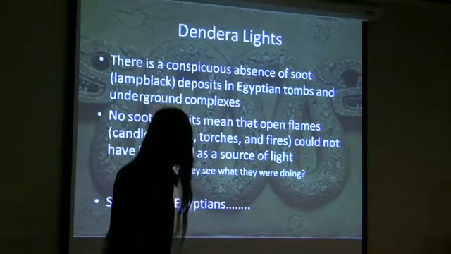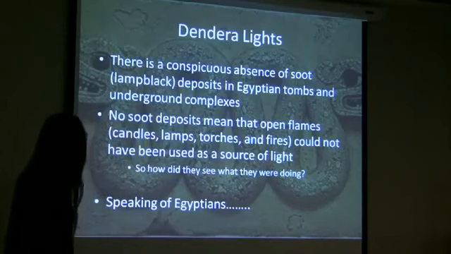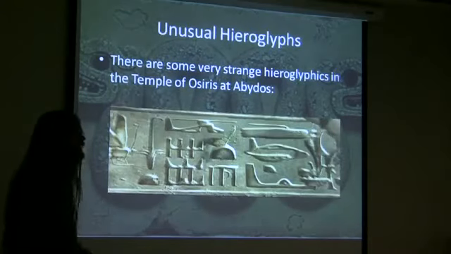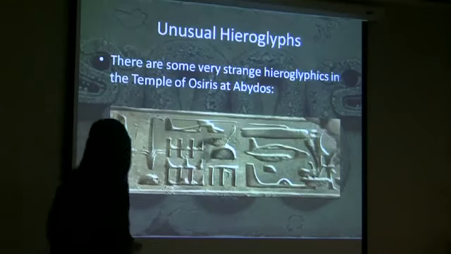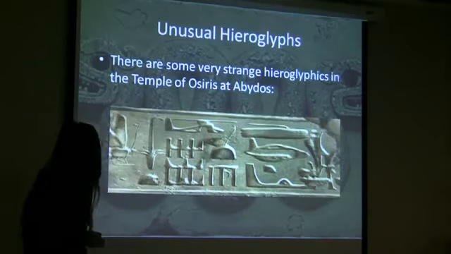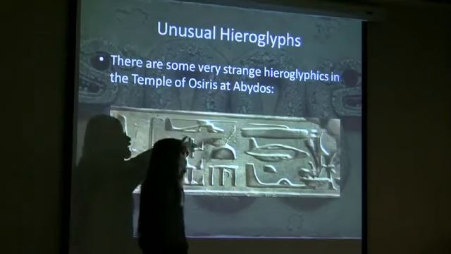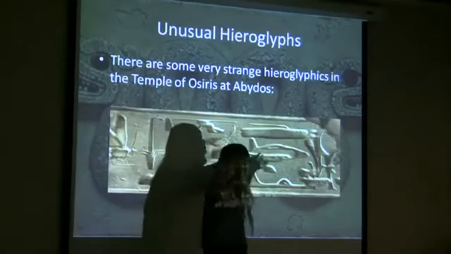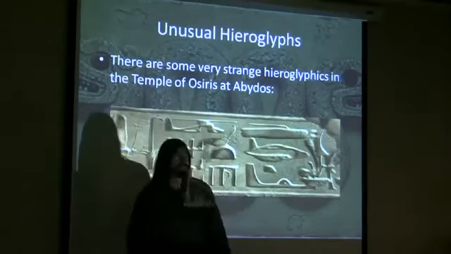And speaking of the Egyptians, there's some really strange hieroglyphics in the Temple of Osiris at Abydos. Okay, that's what you're looking at right there. I don't know, but to me that looks a hell of a lot like a helicopter. And then we have a plane and almost like spaceship tank-like structures on the side.